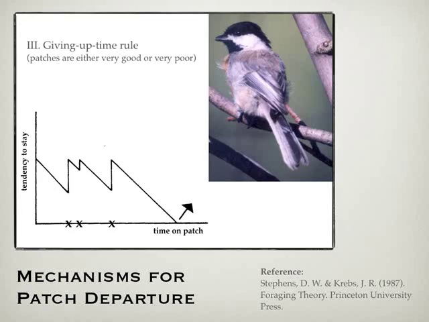Finds another grub, it gets reset, starts to fall again. Finds another grub, gets reset. And then it doesn't find a grub in enough time before its tendency to stay in the patch falls to this threshold and it ultimately leaves. So we can represent that as this giving up time. If it's been this long since I last found something in this patch, then it's time to leave the patch. And that very simple rule, all you need is a timer, can do a very good job of meeting the optimal marginal value theorem in particular kinds of environments, particular ways that the sizes of the patches are distributed.